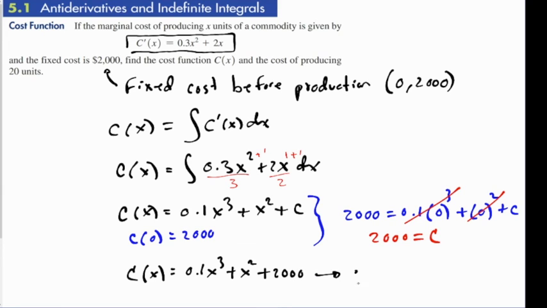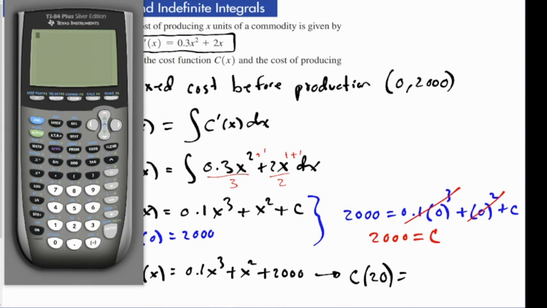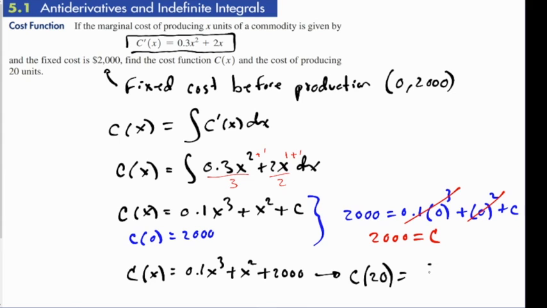And we can find c of 20 now. So we will type 0.1 times 20 to the third power plus 20 squared plus 2,000, and we get $3,200.